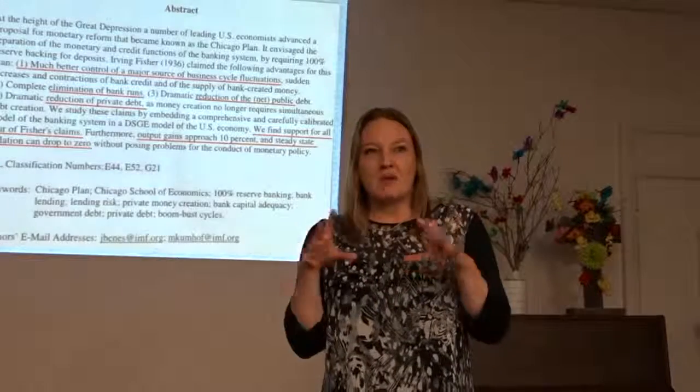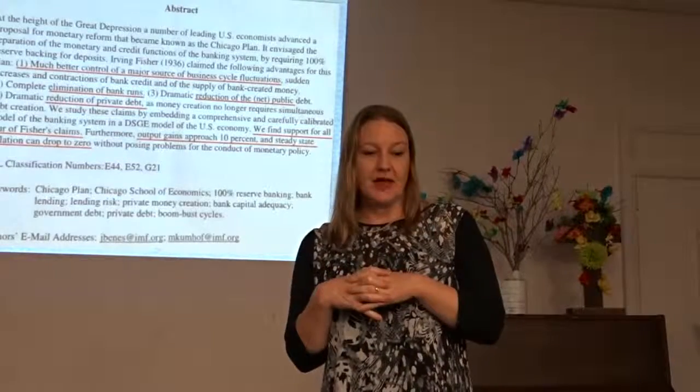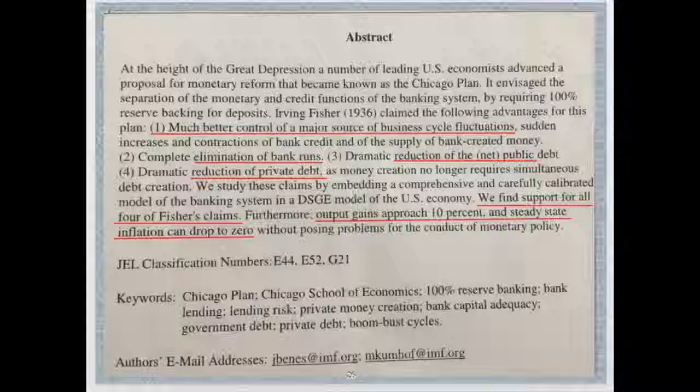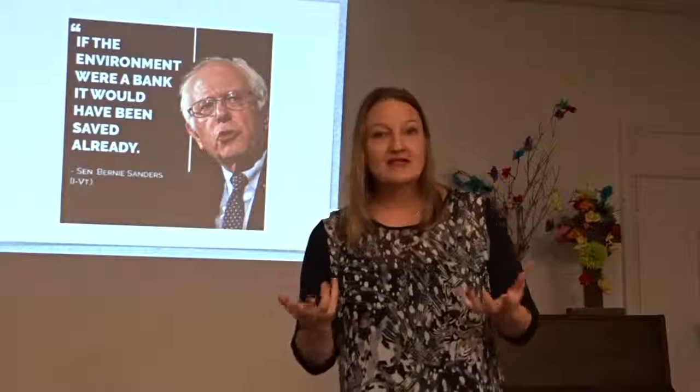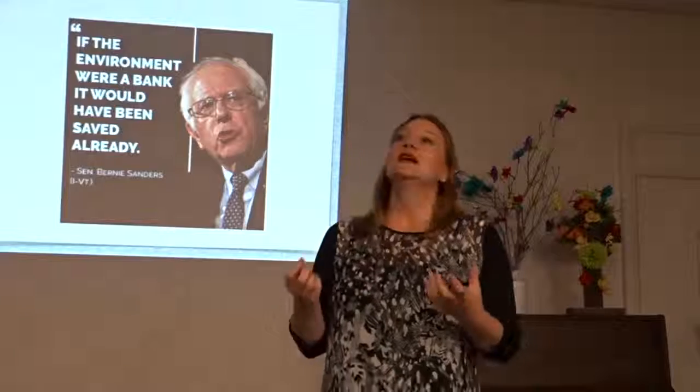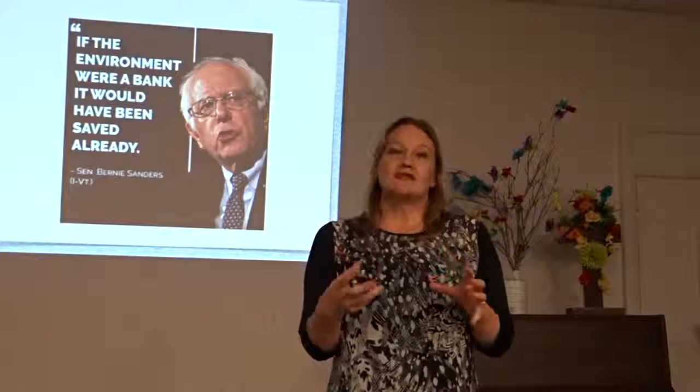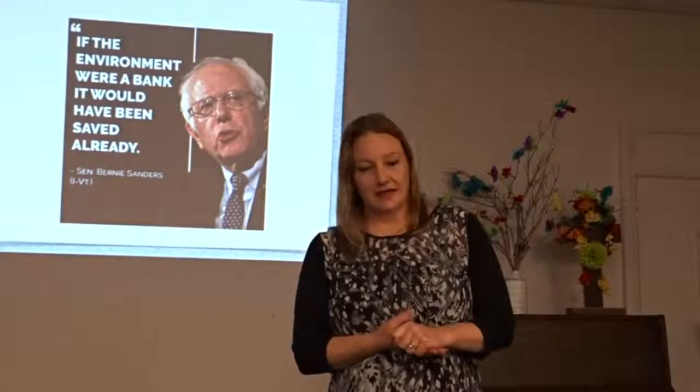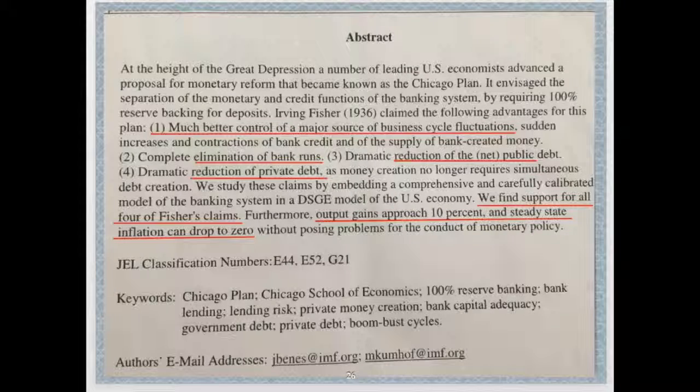So they modelled it. They modelled doing exactly this. And what did they find? They found much better control of a major source of business cycle fluctuations. We get a complete elimination of bank runs. Banks have got a lot of power. We're basically socialising the risks and capitalising their profit. A reduction in net public debt, a reduction in private debt.